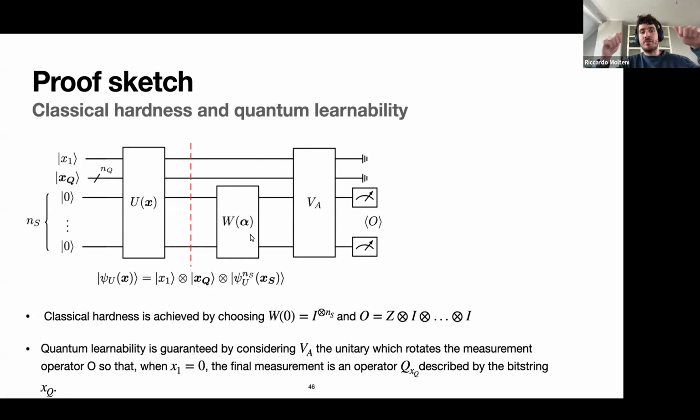So what we say is that if there is an algorithm which learns this W alpha for every alpha, given evaluations of this W alpha on probe states and measured with some observable from a certain set, then for alpha of the B strings in the training data, namely for the B strings for X where X is zero, we will have exactly these probe states that are needed to learn this W alpha, and this V alpha will rotate this observable into the observable needed to learn this W alpha. So we can use this alpha of training states to exactly learn this W alpha.